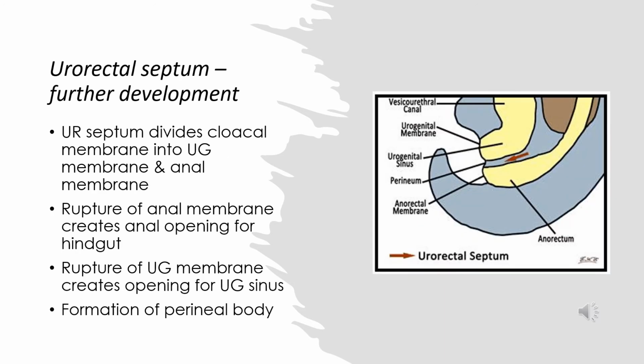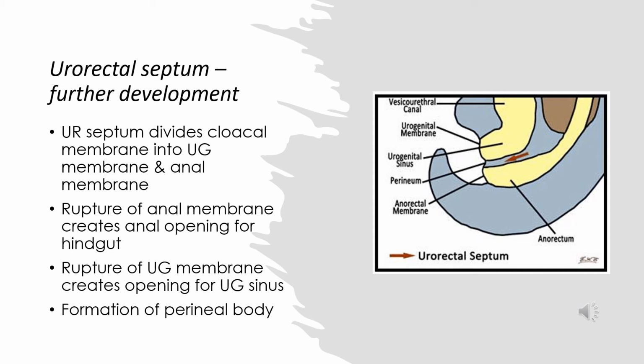Later during development, with the formation of the tail fold and growth of the embryo, the urorectal septum comes into contact with the cloacal membrane, and we have seen it divides the cloacal membrane into two parts, the urogenital and the anal membranes. Later on, rupture of the anal membrane creates the anal opening for the hindgut dorsally, and rupture of the urogenital membrane creates opening for the urogenital sinus ventrally.